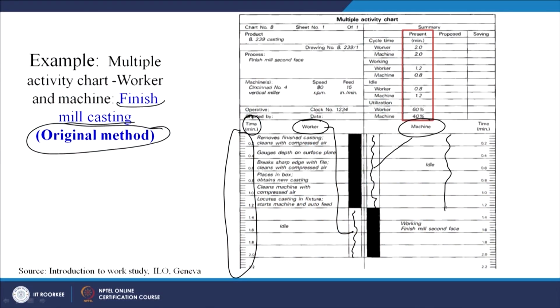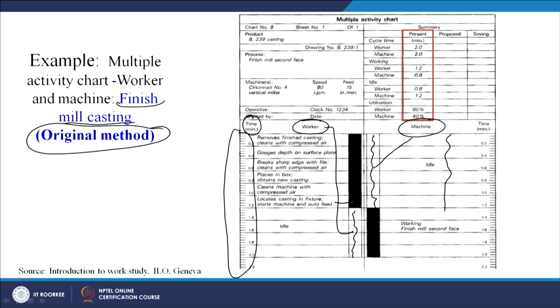So he is taking out, unloading the casting, then doing a few operations on that, and then finally setting a new casting onto the machine table and starting the machine. So, during this period the machine is idle, and once he switches on the machine after placing the new casting onto the table, locates the casting in the fixture, starts the machine in auto feed.